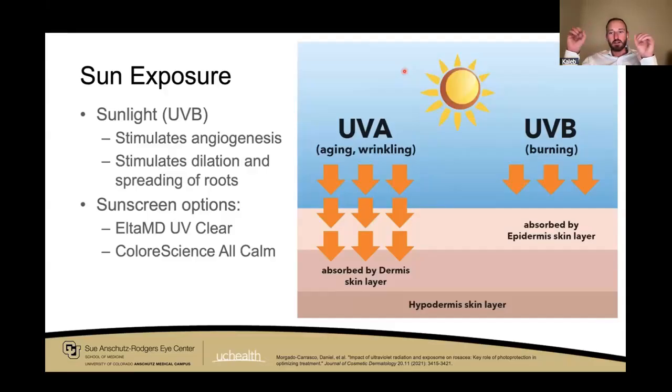And when we're talking about sun exposure being a trigger, we're really talking about UVB light. So UVA light penetrates deeper into the skin. It's absorbed by the dermis. It causes aging and wrinkling. But UVB light is what is absorbed a little bit more superficially, right where all of those superficial telangiectatic blood vessels are. And the UVB light will stimulate angiogenesis, or growth of new blood vessels. It'll stimulate dilation and spreading of those blood vessel roots.